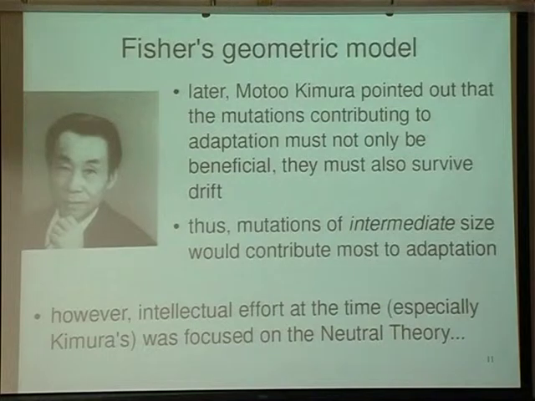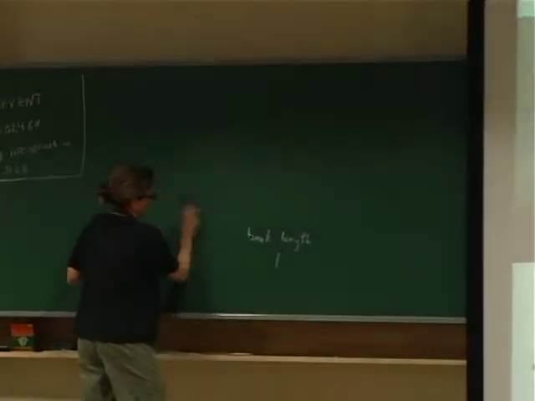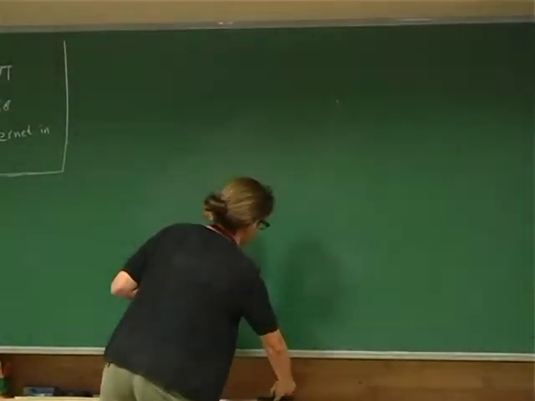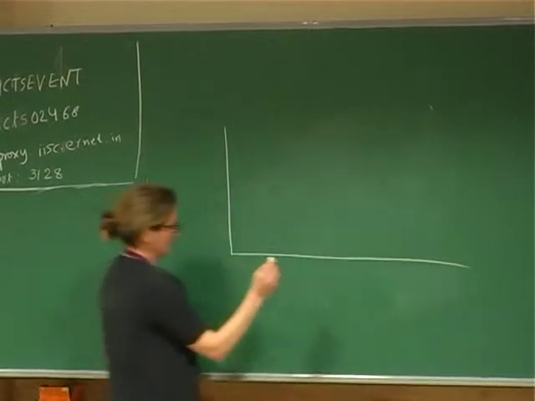I love this picture because this is when Motoo Kimura said, there's something wrong with that argument. Kimura pointed out that the mutations that contribute to adaptation not only need to be beneficial, but they have to survive drift. And drift, you've just heard, right? It's this random change in allele frequency. But when a new mutation occurs, drift is really, really important to the life of that new mutation, which is something I'll talk about in a couple days in more detail.